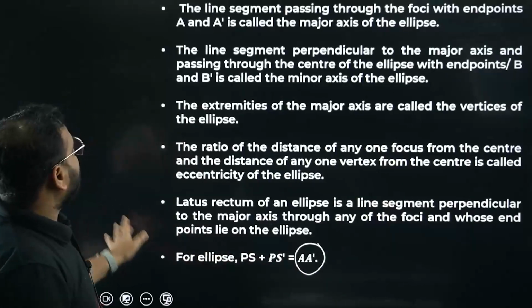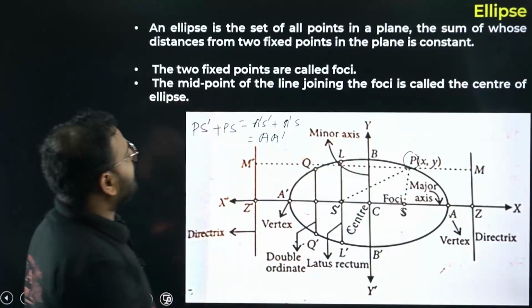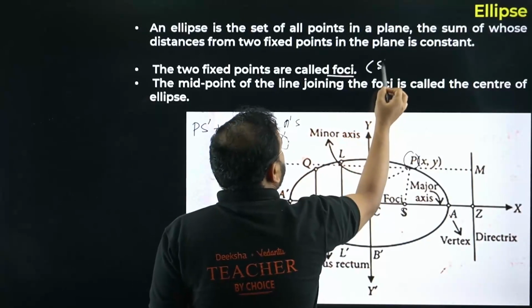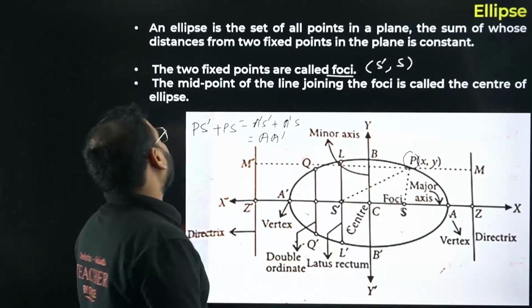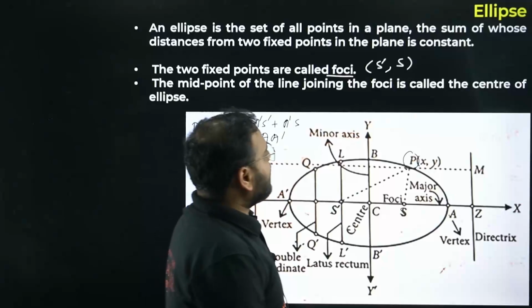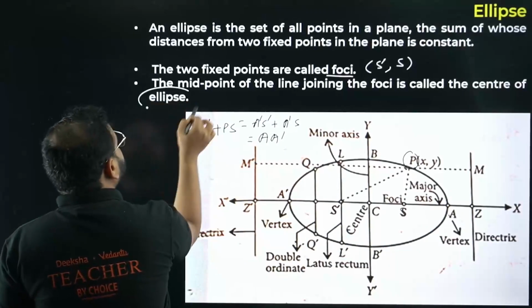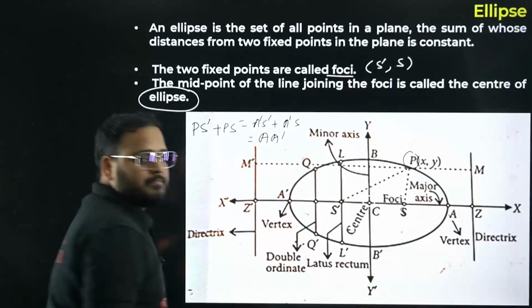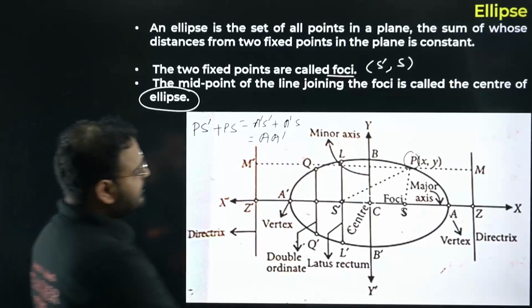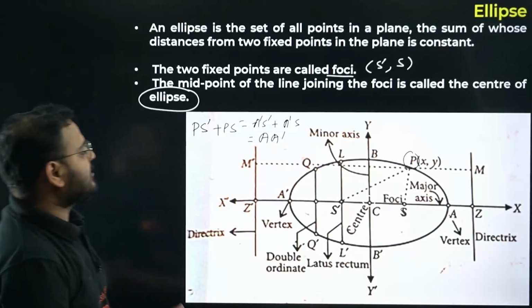Have a look. Now let's go to the definitions. The two fixed points are called foci. So S dash and S. Okay? The midpoint of the line joining the foci is called the center of the ellipse, like we had in the case of circle. This is your center. C is the center. Please check, everything is written over here.